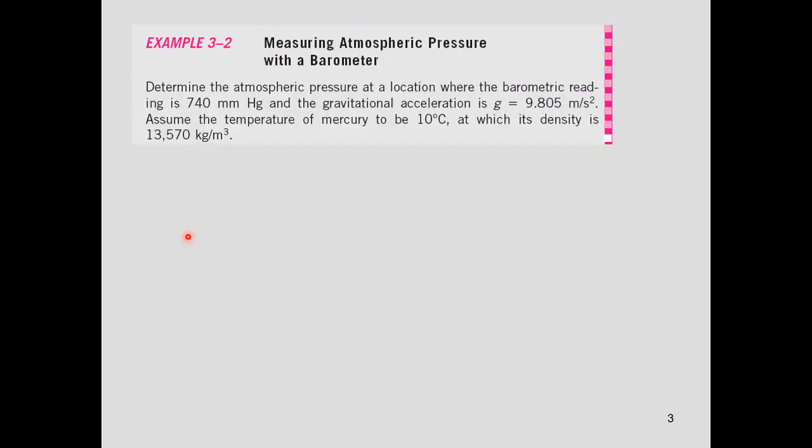Okay, let's start with the first example. Determine the atmospheric pressure at a location where the barometric reading is 740 mm Hg and the gravitational acceleration g is equal to 9.805 meter per second squared. Assume the temperature of the mercury to be 10 degrees C, at which its density is 13,570. So you have all the information.